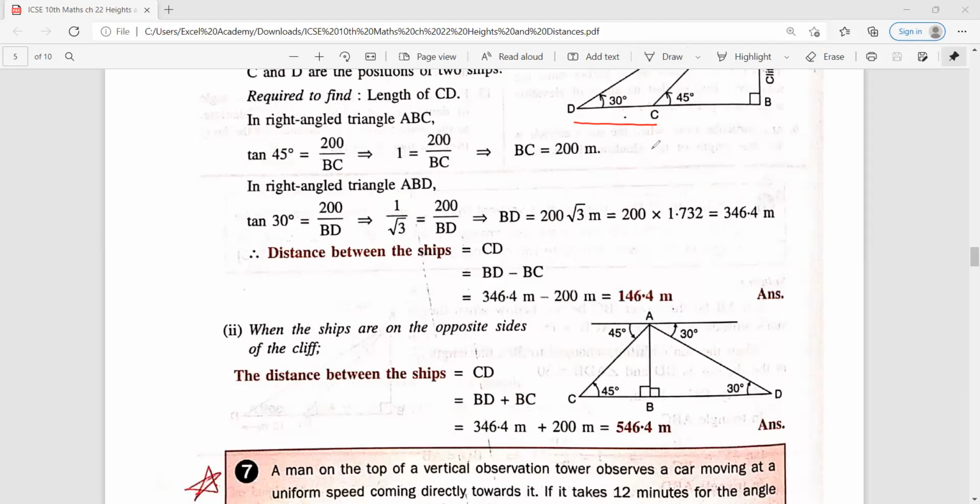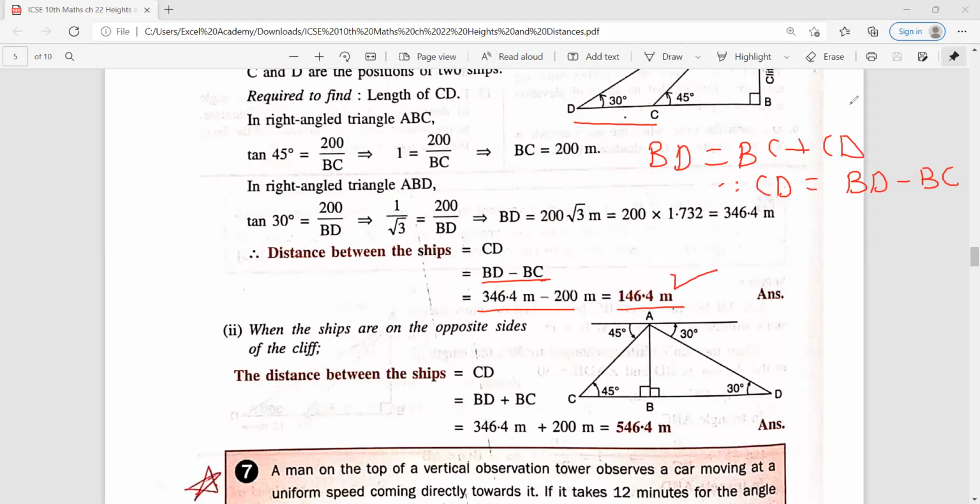Now you can see that BD is equal to BC plus CD, right? Therefore CD is equal to BD minus BC. So you can directly subtract and the answer is easy, 146.4 meter.